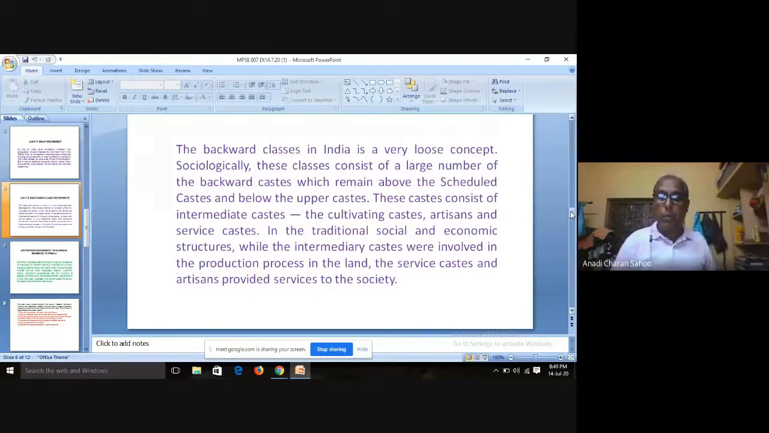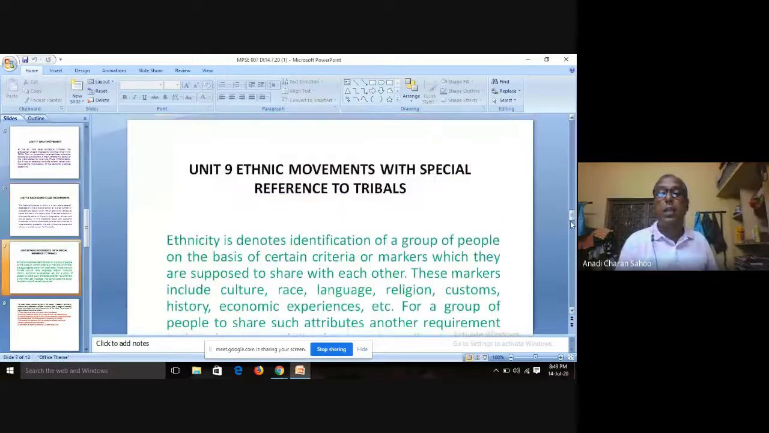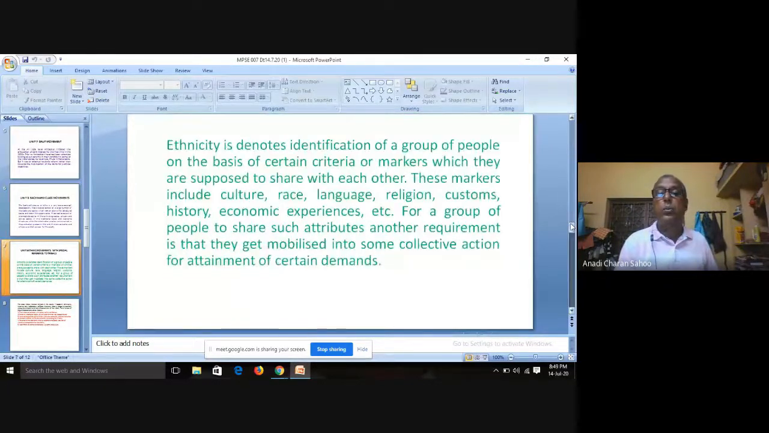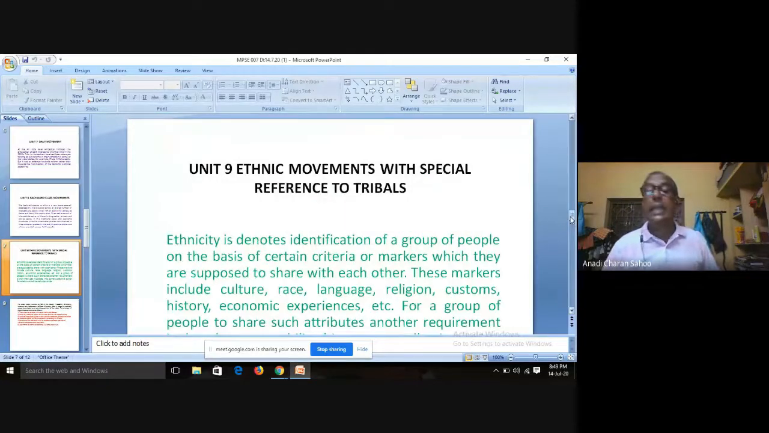Ethnic movements with special reference to tribals, and particularly it is tribal movement.